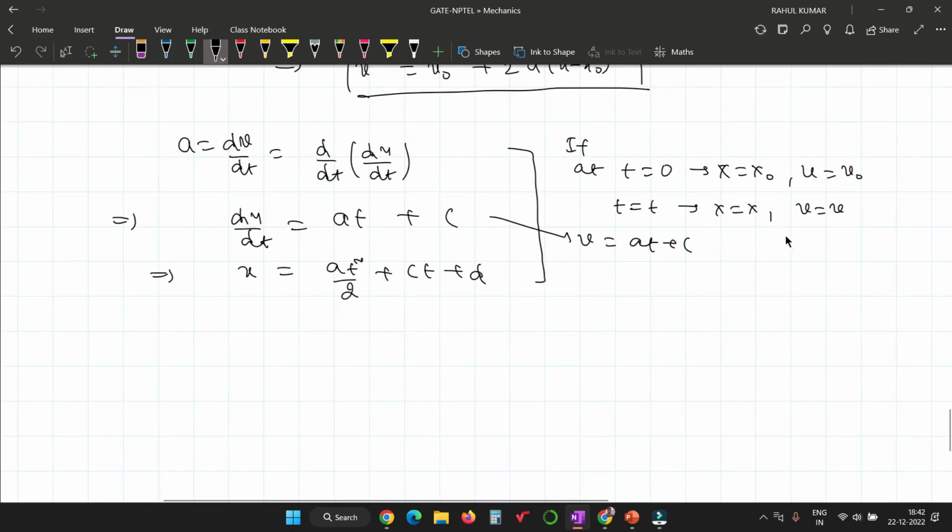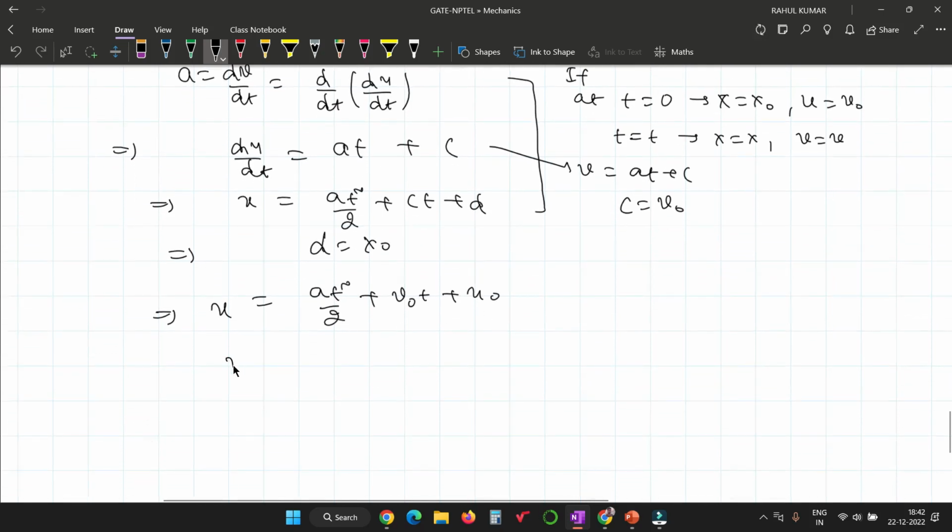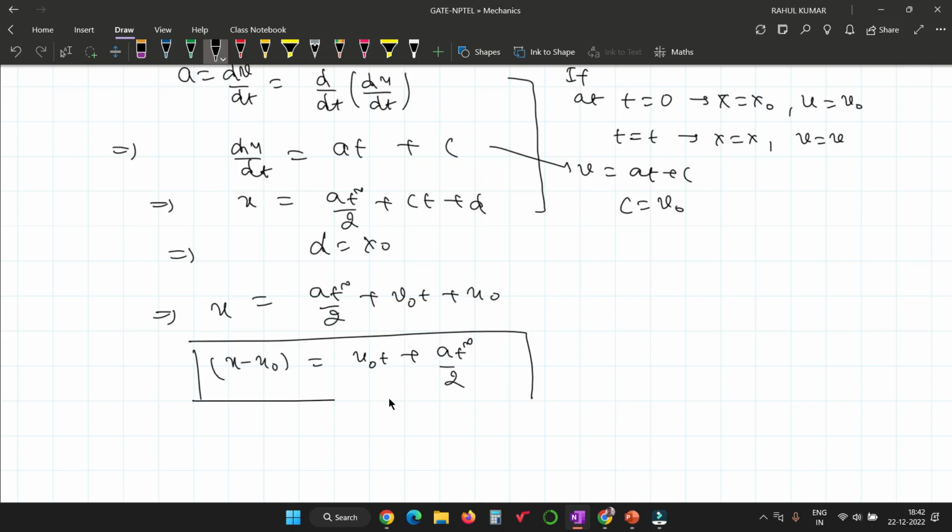Okay, so at t equal to 0, v equal to v naught, so c equal to what? v naught. And when you put t equal to 0, you will get d equal to what? x naught. So now from this equation you can write x equal to at square by 2 plus v naught t plus d equal to what? x naught. So the general equation is like this: x equals x naught plus v naught t plus at square by 2. So this is the third equation.